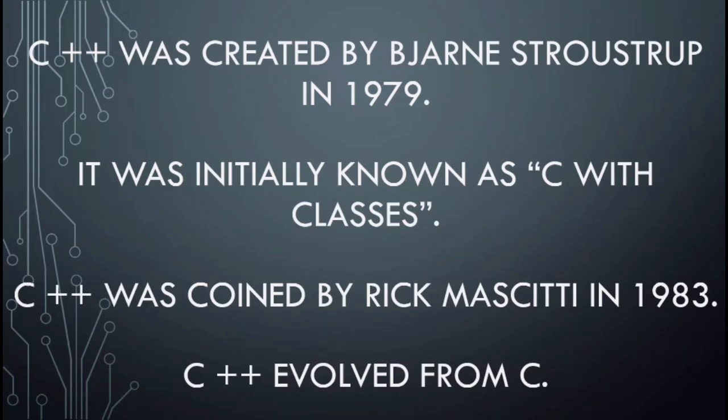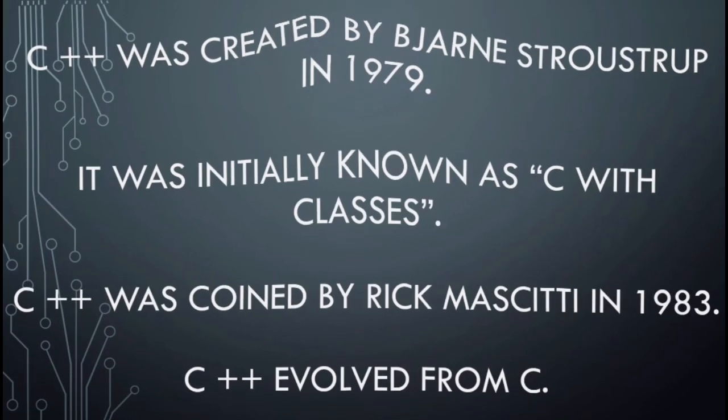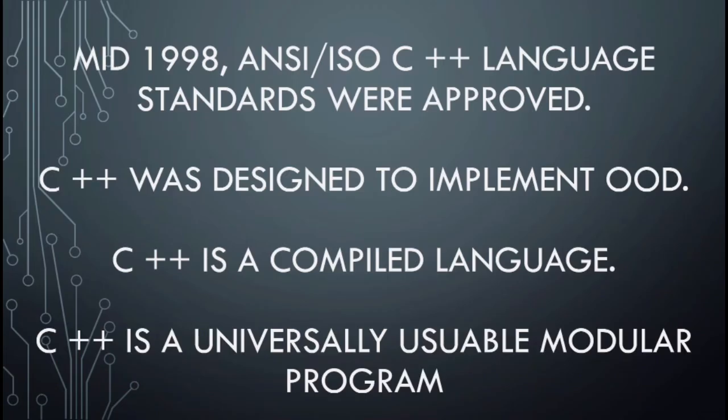So C++ was created by Bjarne Stroustrup in 1979. It was initially known as C with Classes, but later it was coined C++ by Rick Mascitti in 1983. C++ evolved from C, so we can say C is the mother of C++. In mid-1998, ANSI and ISO C++ language standards were approved. ANSI and ISO are non-governmental organizations or bodies that have standards that programming languages should meet. C++ was designed to implement OOD, and OOD simply means object-oriented design.